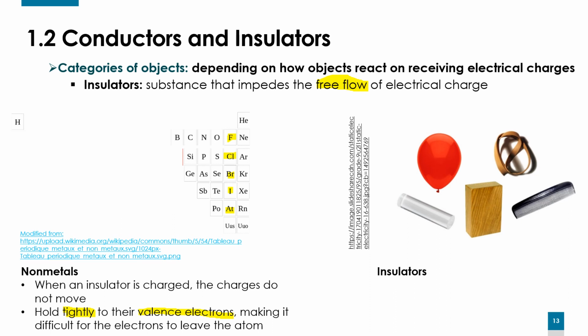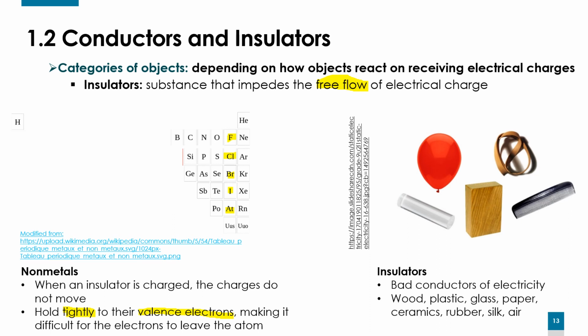Some examples of insulators are plastic, glass, paper, ceramics, rubber, silk, even air. They are bad conductors of electricity. I'm not going deep into their components, but they are basically made of non-metals of the periodic table. So they don't conduct electricity very well.